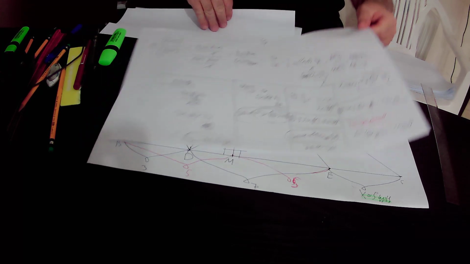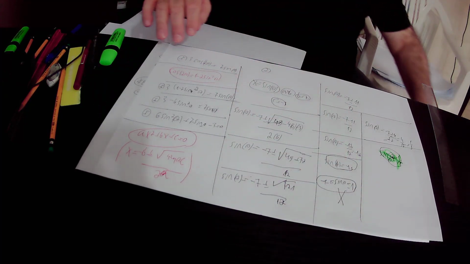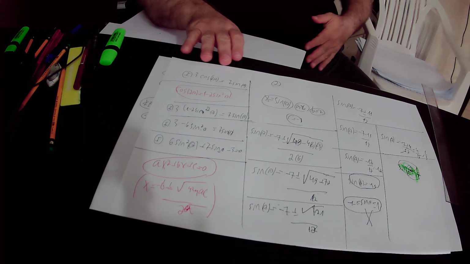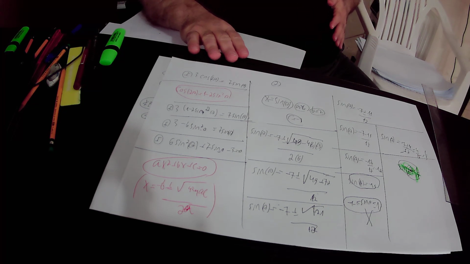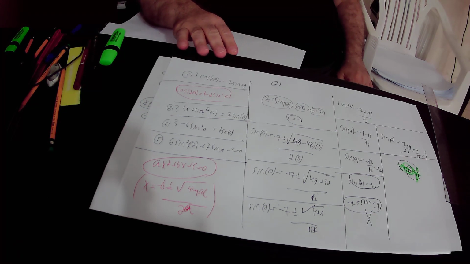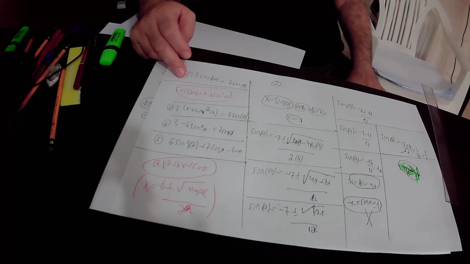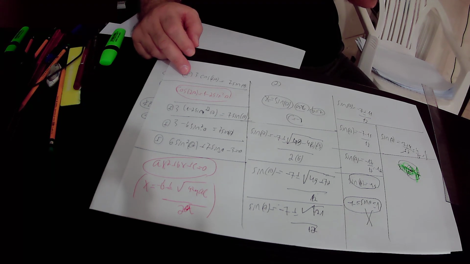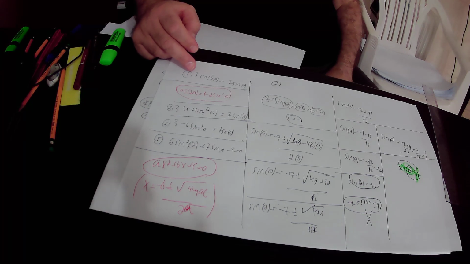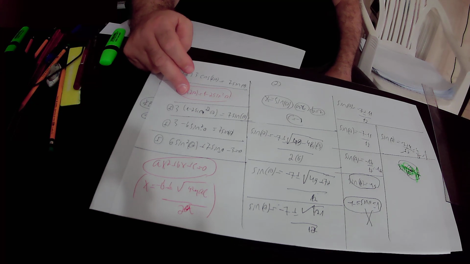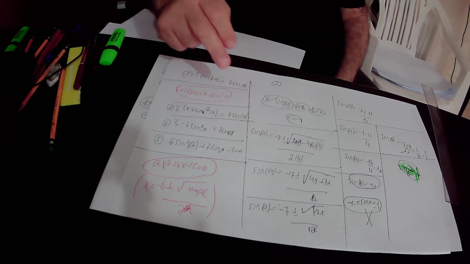We did it, and we got that 3 times cosine 2 theta equals 7 times sine theta. So here we have a trigonometric identity for cosine 2 theta. According to this identity, cosine 2 theta equals 1 minus 2 sine squared theta. That is to say, we can substitute cosine 2 theta by 1 minus 2 sine squared theta. We did it, and we got that 3 times (1 minus 2 sine squared theta) equals 7 times sine theta.